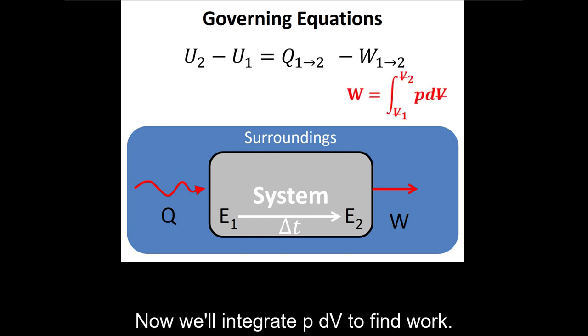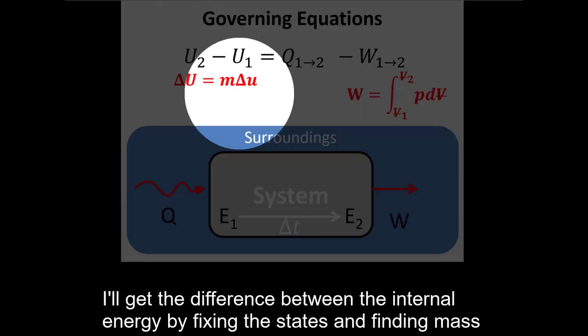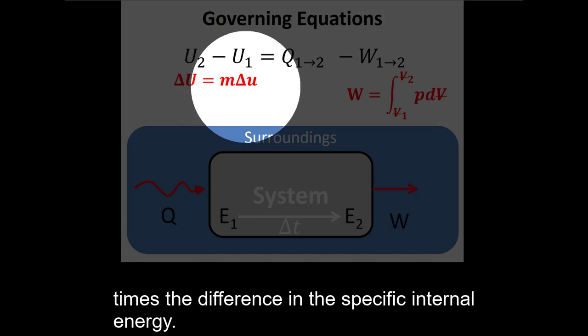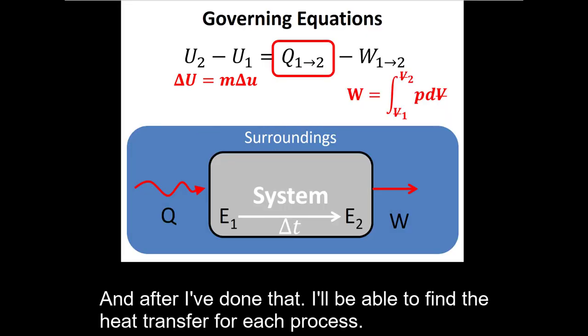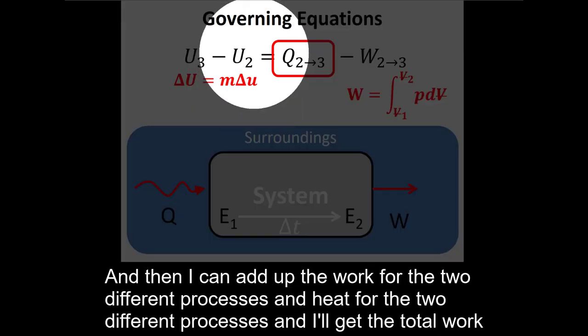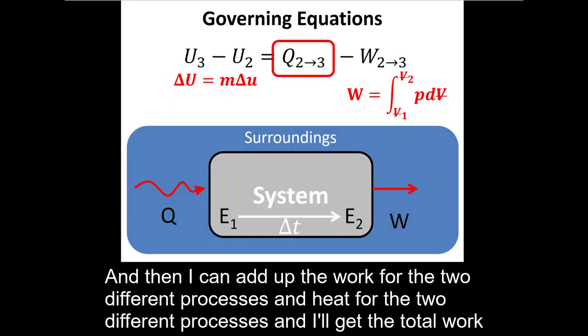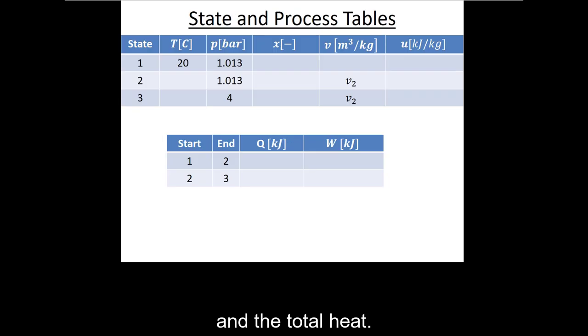Now, we'll integrate PdV to find work. I'll get the difference in internal energy by fixing the states and finding mass times the difference in the specific internal energy. And after I've done that, I'll be able to find the heat transfer for each process. So this is the process we'll use as we go between state 1 and state 2, but we'll do the same thing between state 2 and state 3, and then I can add up the work for the two different processes and the heat for the two different processes, and I'll get the total work and the total heat.